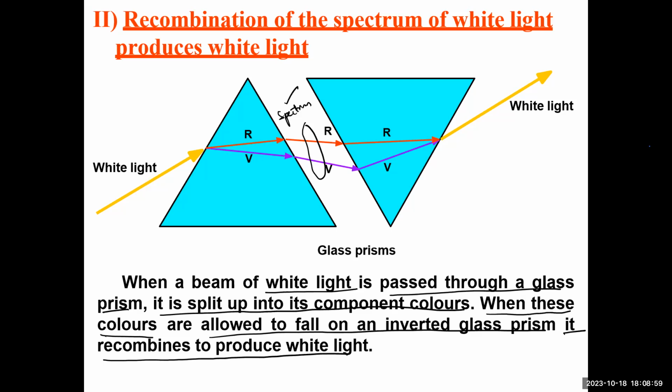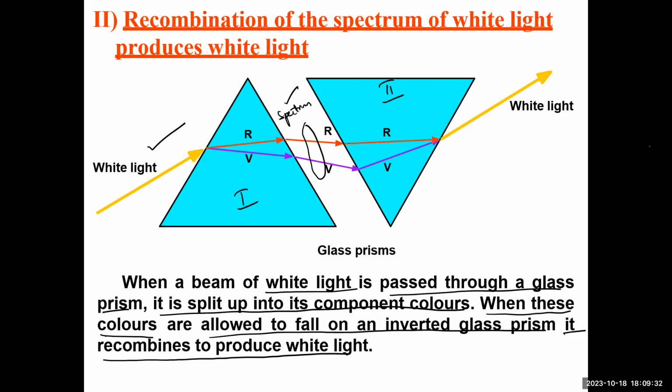Recombination means what? First, through a prism you pass a single white light, and whenever the white light passes through this first prism, let me name it the first prism and the second prism, it will produce a band of colors. Those bands of colors are called a spectrum. Then again, you use a second prism which is inverted, kept upside down, and you pass this VIBGYOR through it. What happens here?